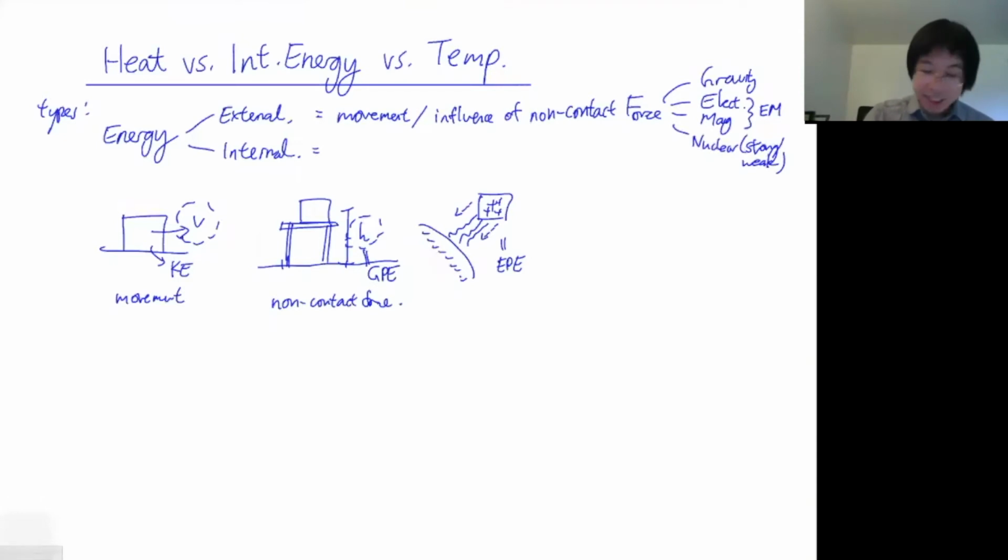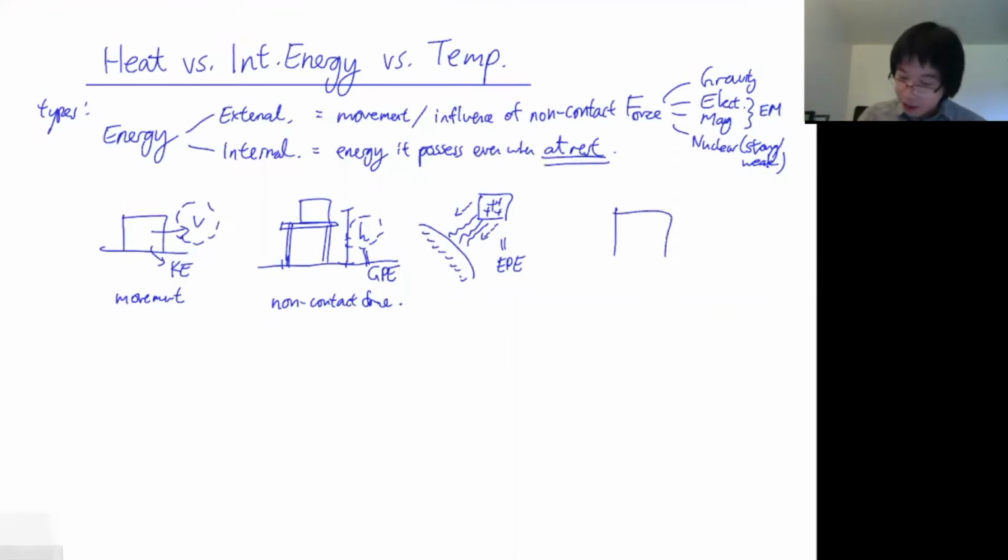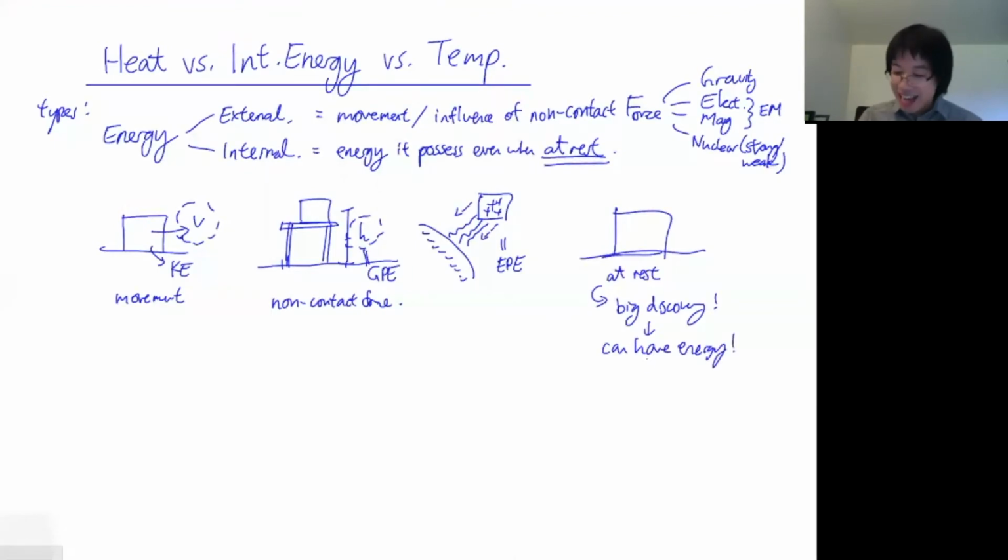Internal is a type of energy that an object possesses even when at rest. The keyword is this: at rest. Even when it's at rest, you have energy. This is internal energy. A diagram I can draw is this: it's just doing its thing, not bothering anyone, just standing here. Believe it or not, this is very counterintuitive. It's a big discovery that this actually has energy, and that is what we call internal energy.